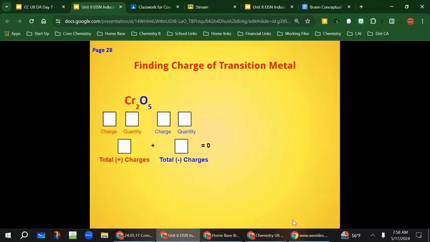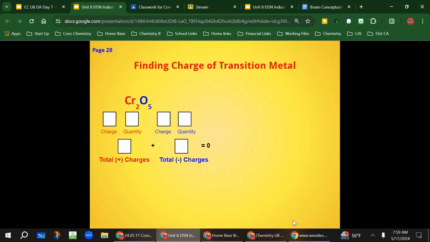And that is this. We know that the total charge of a compound always has to be what? Neutral. 0. So when we write a compound, we're writing it so that its total charge is 0. Now, we do not know the charge of chromium here. That's a problem. But we do know the charge of what?